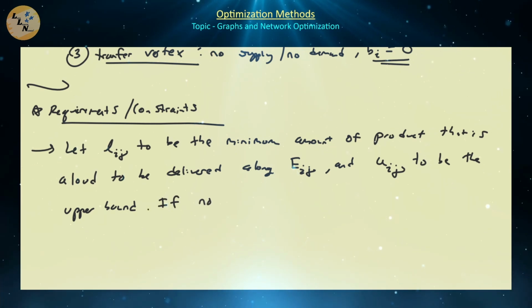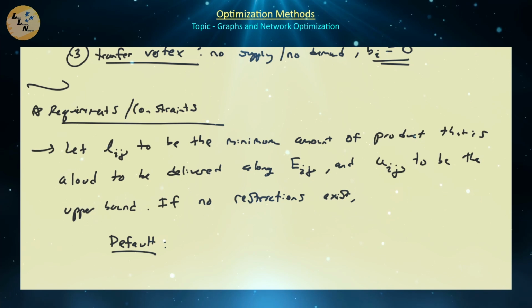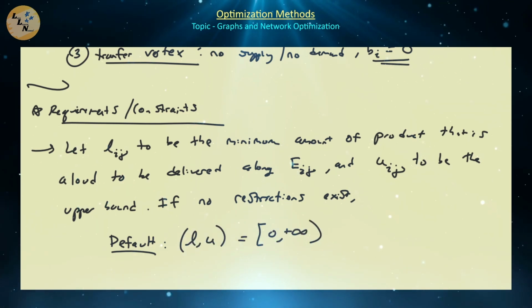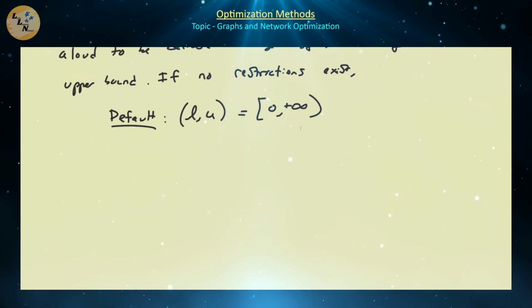So if no restrictions exist, we're going to default to the following. In particular, we're going to let Uij be equal to 0 to positive infinity for every single one of the routes, right? So you're not going to have an upper bound for the amount that can travel along some particular bridge or some route or between two mountains or something like that. So that is what we're going to default to. And let's assume we don't have any restrictions on the minimum that has to pass through that particular route.